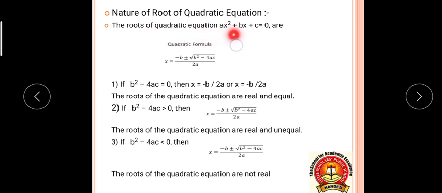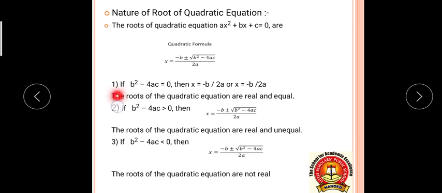All of you know that the quadratic equation in the form ax square plus bx plus c is equal to 0 has the roots x is equal to minus b plus minus square root of b square minus 4ac upon 2a. This is the formula we use to find the roots of a given quadratic equation. Now the nature of the roots depends upon the value of b square minus 4ac.